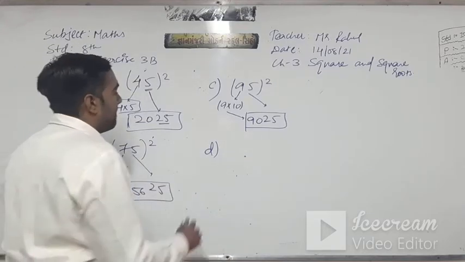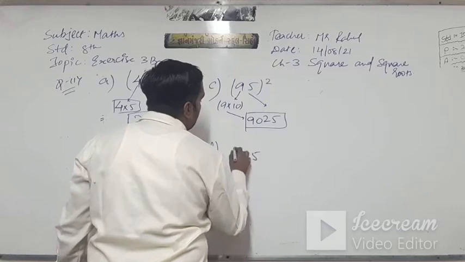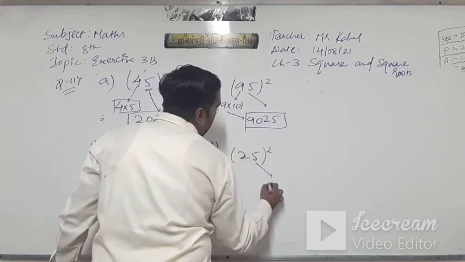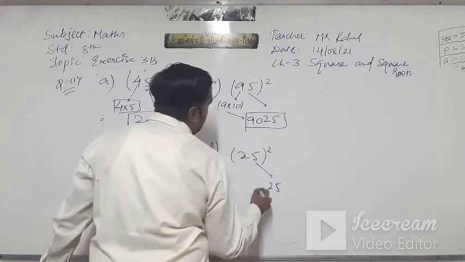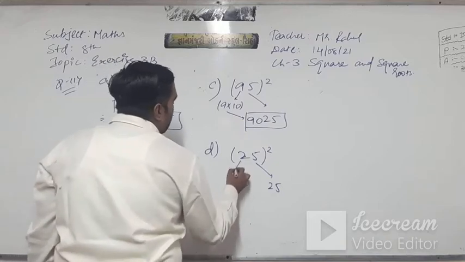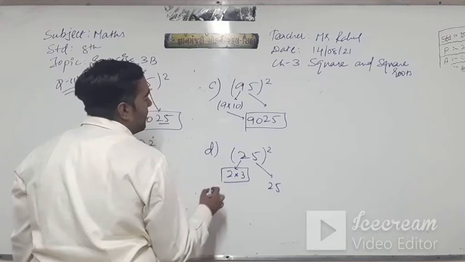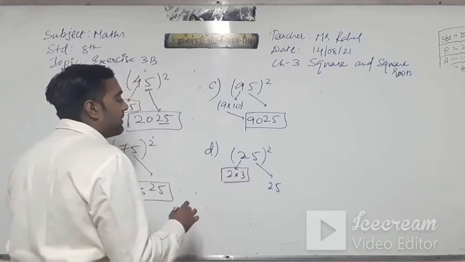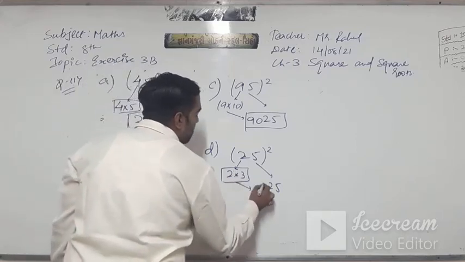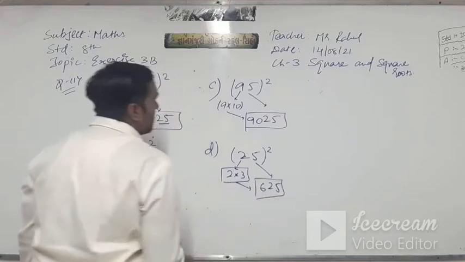Next, 25 square. Same, 5 square is 25, and we put it at the last. And we multiply with the next consecutive number after 2. The next consecutive number after 2 is 3. So 3 twos are 6. So your answer will be 625.